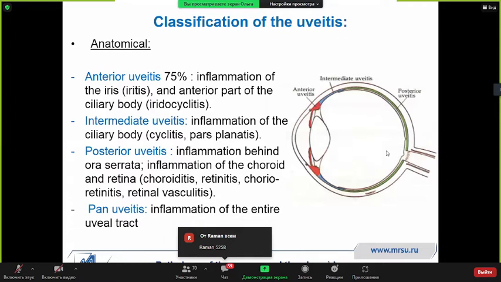Classification of the uveitis. Anatomical variant: anterior uveitis, intermediate and posterior, and panuveitis, as we said on the previous slide. On the picture you can see the red light, anterior uveitis, the blue light is intermediate uveitis, and the green light is posterior uveitis. It is due to the anatomical parts of the choroid.